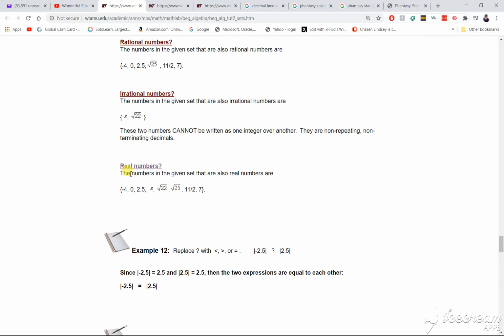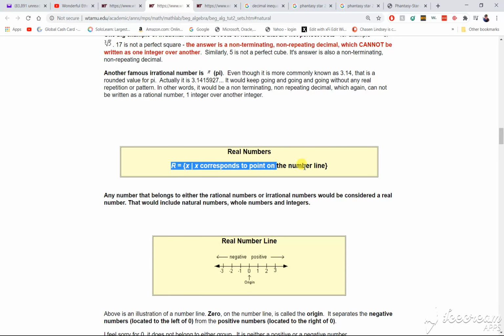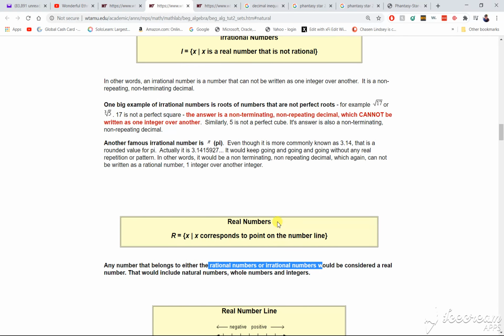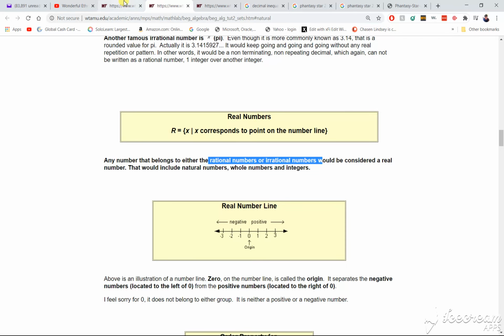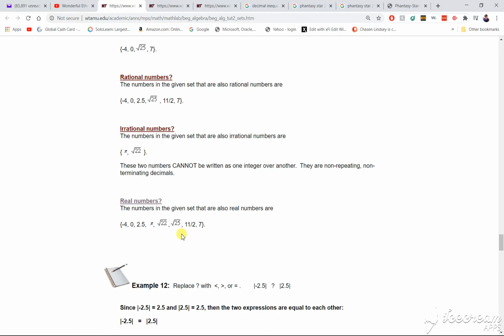Real numbers. The numbers in the given set that are also real numbers are -4, 0, 2.5, pi, the square root of 22, the square root of 25, 11 over 2, and 7. And real numbers are rational numbers or irrational numbers, all the numbers above. Is that it? Oh man, there's more.